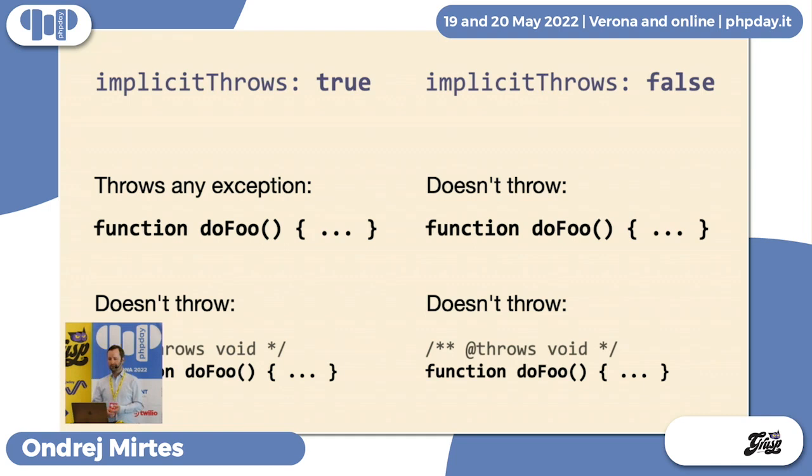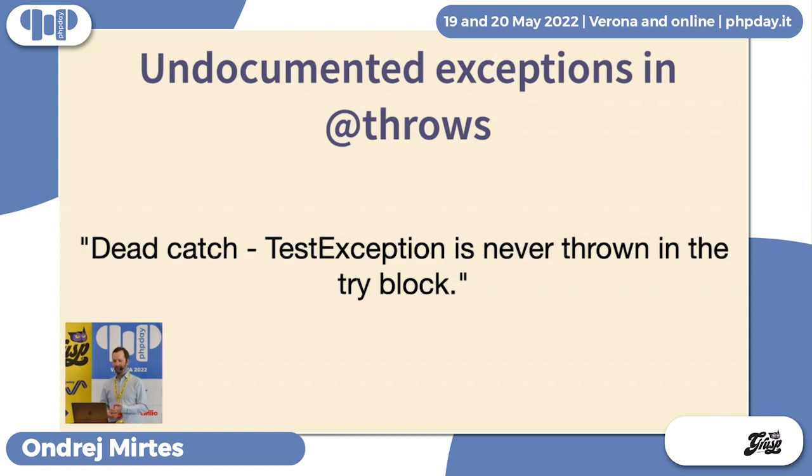I would say this is a really brutal setting, similar to level 9, because you will realize how much stuff in your code is not documented. And you will see this kind of message a lot with implicit throws set to false.